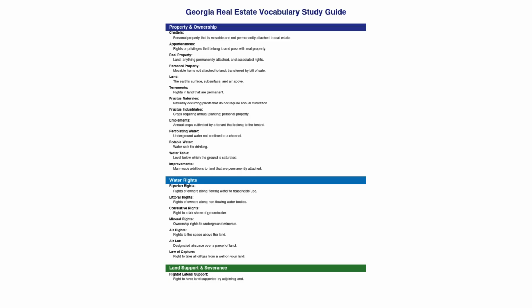Mineral rights are ownership rights to underground minerals. Air rights are the right to the space above the land. An air lot is designated airspace over a parcel of land. The law of capture is the right to take all oil or gas from a well that you are accessing from your land. The right of lateral support deals with those mineral rights. If you're going to extract or shift the land, your neighbors have the right of lateral support, that adjoining land.